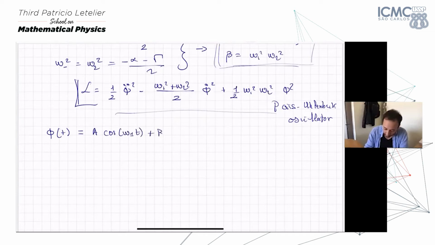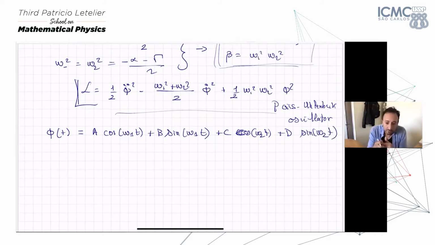So the solution is pretty simple. And we have, of course, four constants of integration. This is a cos omega 2 t plus d sine omega 2 t. Fine. So it's a well-behaved solution. So it's quite strange now.